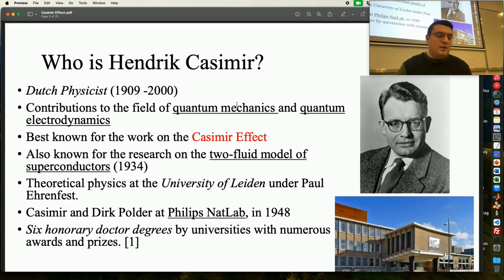However, he is also known for his research on the two-fluid model of superconductors done in 1934. While at Philips Natuurkundig Laboratorium in 1948, Casimir and Dirk Polder predicted the quantum mechanical attraction between conducting plates, known as the Casimir effect. This has important consequences in microelectromechanical systems, and he was also awarded 6 honorary doctorate degrees by universities outside the Netherlands and received numerous awards and prizes.